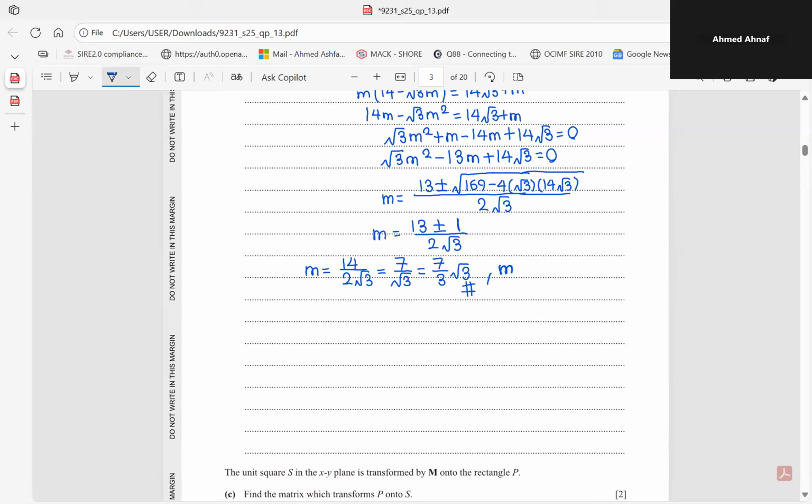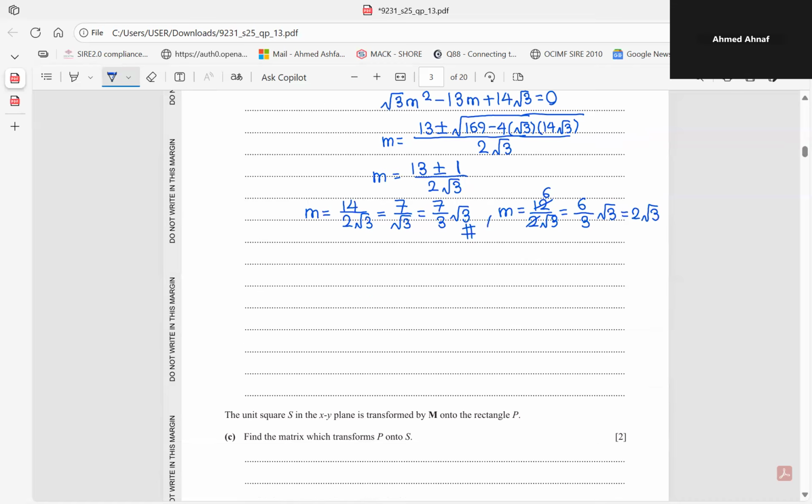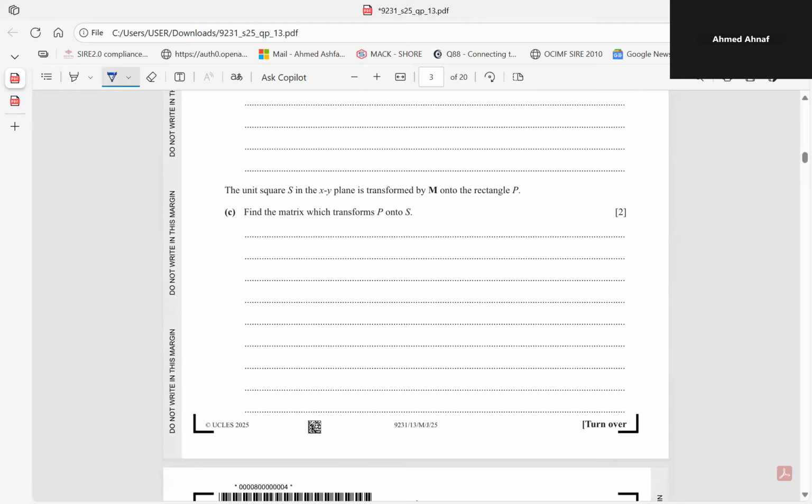And in the second answer, you'll get 13 minus 1 is 12 over 2 square root 3. So this would just be 6 over square root 3. Then when you rationalize the denominator, you'll get 6 over 3 square root 3, which is just 2 square root 3. Hence, our two answers are y equals mx, which is y equals 7 over 3 square root 3 x and y equals 2 square root 3 x. So these are our final answers for this part. Let's head on to the next part.